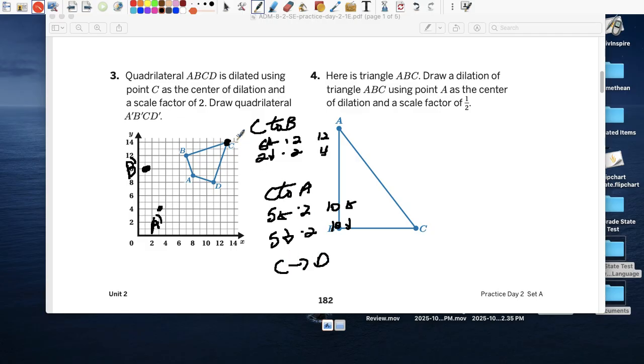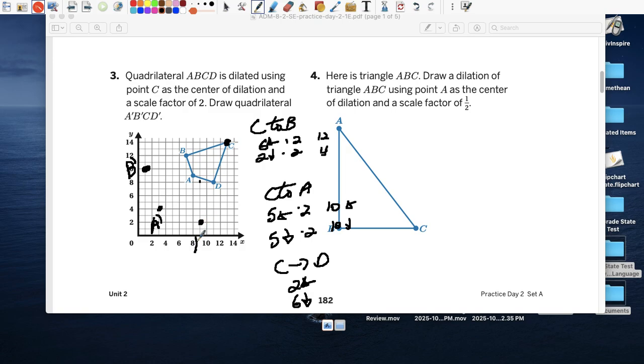Because C's our point of dilation. To go to D, we're going to go 1, 2 to the left, and 1, 2, 3, 4, 5, 6 down. So double that. We're going to go 4 left, and 12 down.